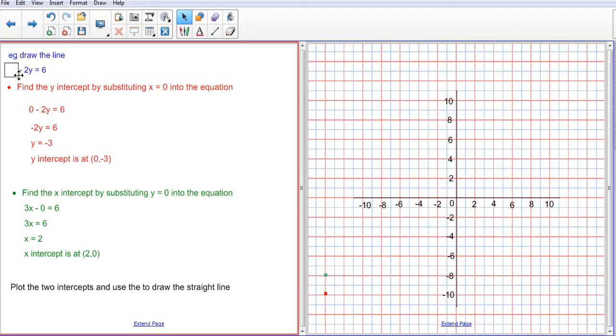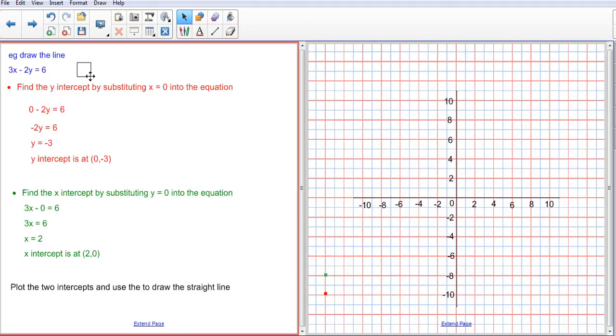You can just solve that to find the y-intercept. Once we've found the y-intercept, the next thing we need to do is find the x-intercept, and we use a similar method. In this case we're going to substitute y equals 0 into the equation. So if we do that, we get 3x take away 0 equals 6, or 3x is 6, x equals 2.